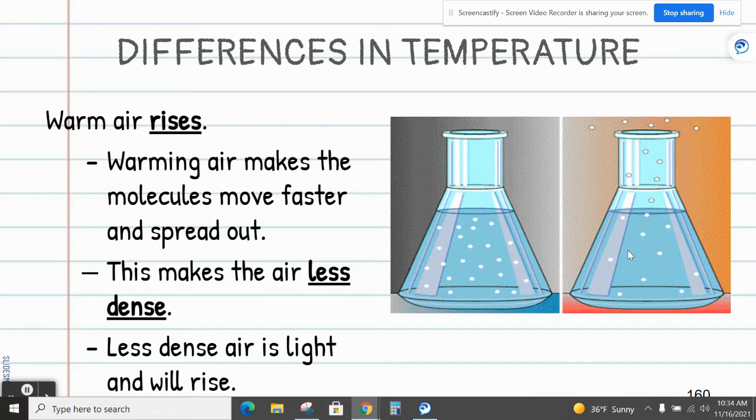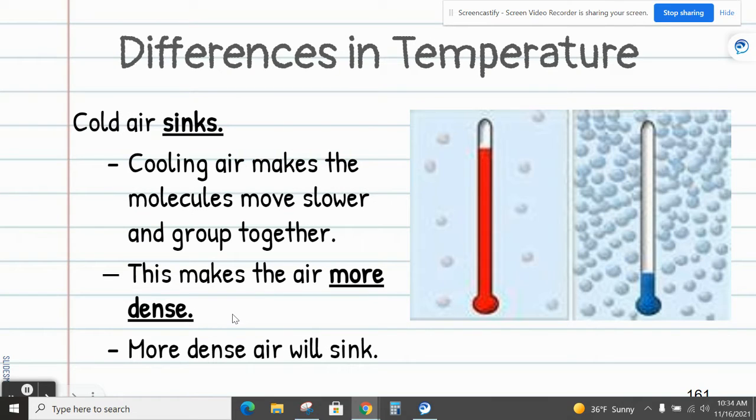And we see that in the little picture over here. It looks like molecules escaping. Differences in temperature: cold air sinks. Cooling makes the molecules move slower and group together, and that makes the air more dense. More dense air will sink.